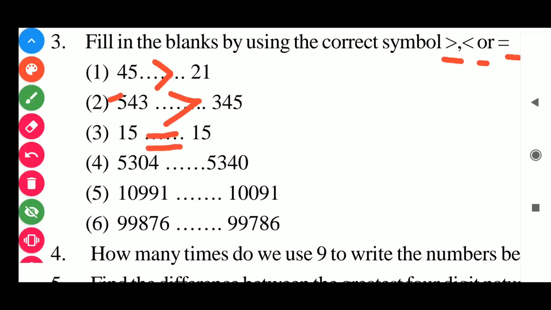5304 and 5304, it is also equal. 10991 and 1009, but in this case that number is greater, so we can write greater than here. 99876 and 99786, this one is the greater number, and that is the whole answer. You can easily put it in your notebook.